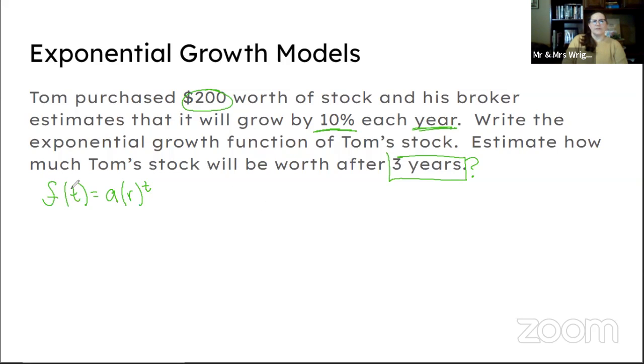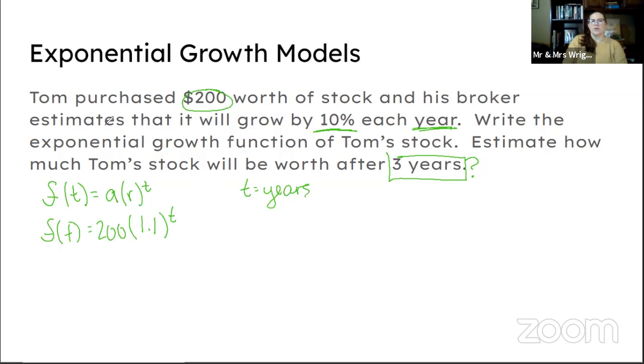Okay, now remember what A is. A is the initial worth, initial amount. That's $200. So F of t is 200 times, what is the rate? It's going to grow by 10% each year. So is it only going to be 10%, or is it going to grow by 10% plus this original? Well, if it's increasing, it's going to grow by 10% plus the original. So 1.1, right? Each year. So t, we know, is going to be in years.